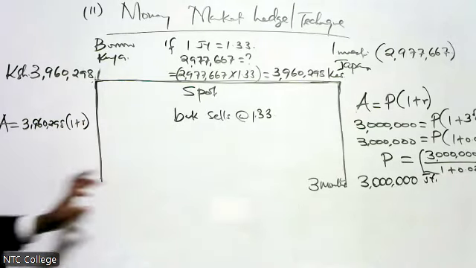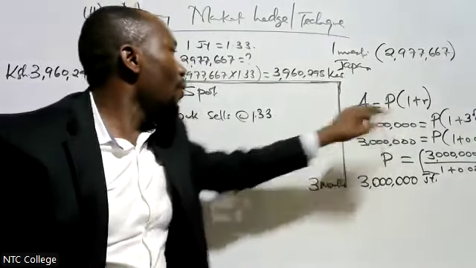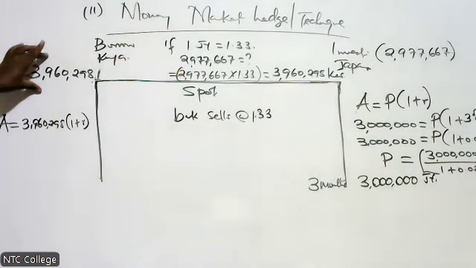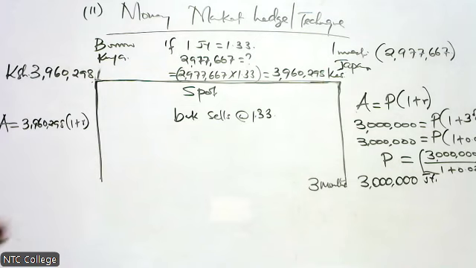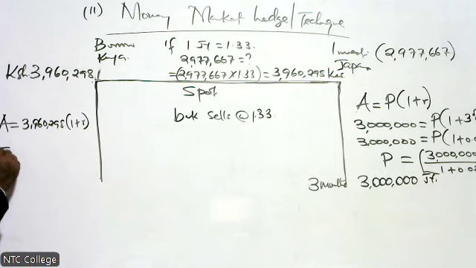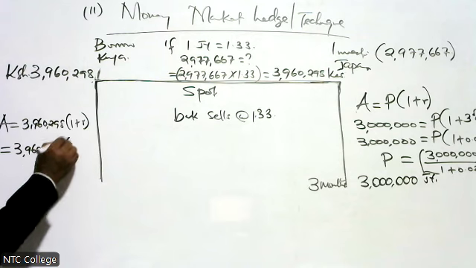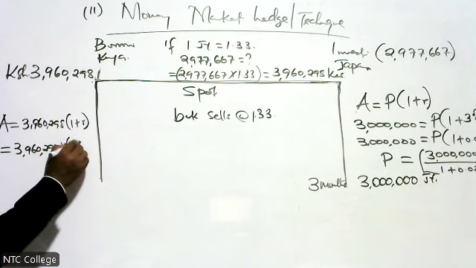Is now the principal, just like this formula. A is P into that. So P we know. This is the principal that we borrowed. How much are we to pay, the total amount? Similarly, the rate is for 3 months time, so we have to change R by 3. So we are going to have 3.960298 times 1 plus 3 all over 12 times the rate.